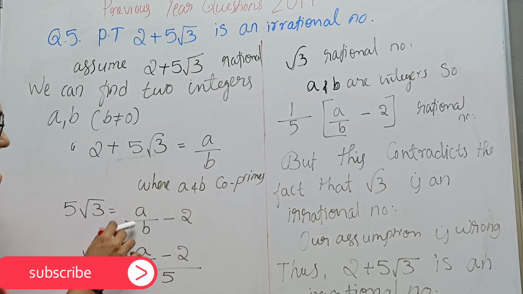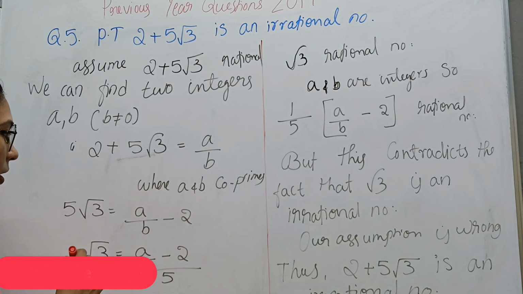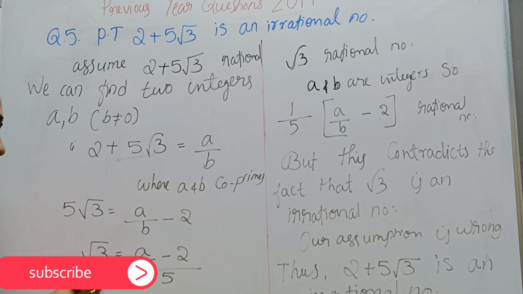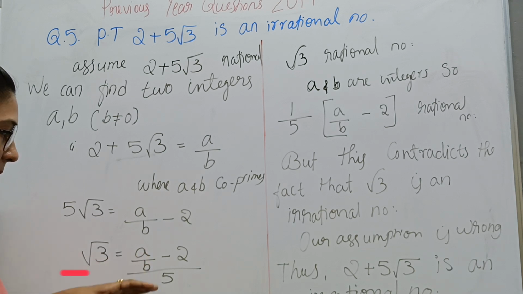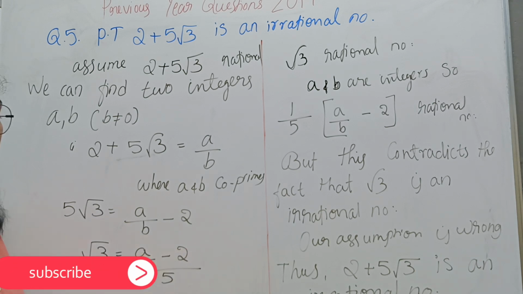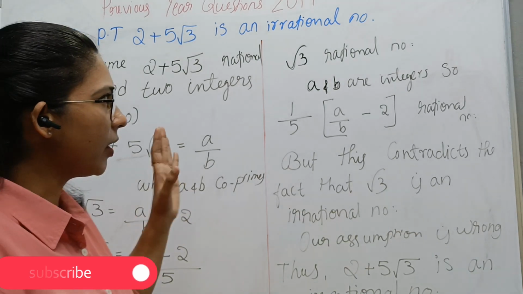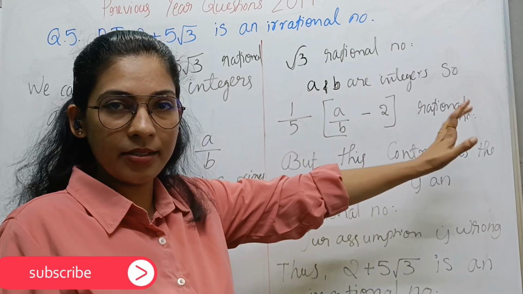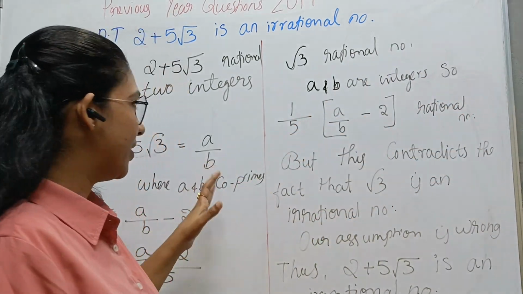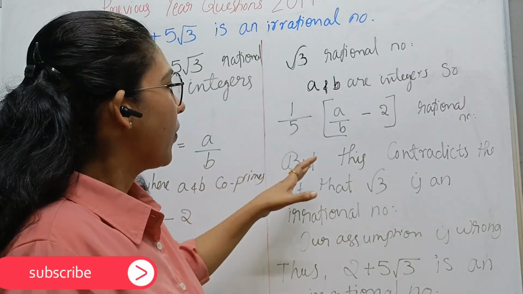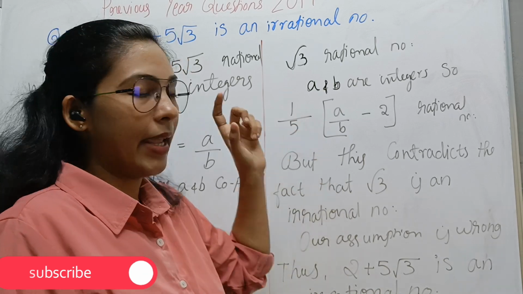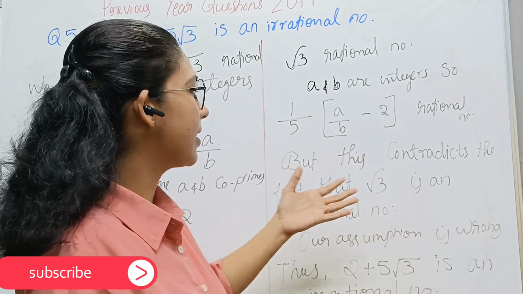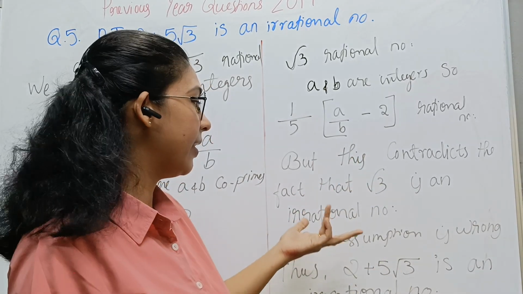And 5 root 3 is equal to a by b minus 2. We rearrange this equation, and finally we get root 3 is equal to a by b minus 2 whole divided by 5. And we know that root 3 is an irrational number, and a and b are integers, not co-primes. So this contradicts the fact that root 3 is an irrational number.